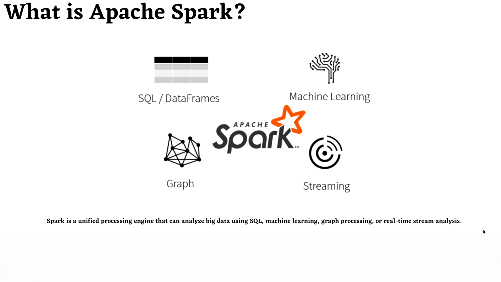Well guys, as you already know, Spark is a unified processing engine that can analyze big data using SQL, machine learning, graph processing, or real-time streaming analysis. At its core is the Spark engine. The DataFrame API provides an abstraction above resilient distributed datasets, simultaneously improving the performance 5 to 20 times over traditional resilient distributed datasets with its Catalyst optimizer.